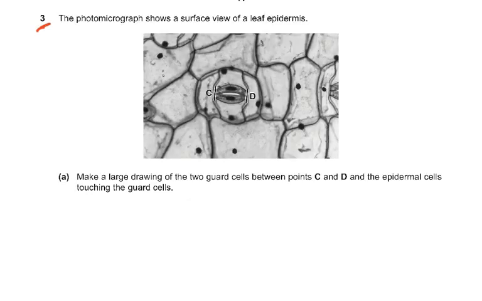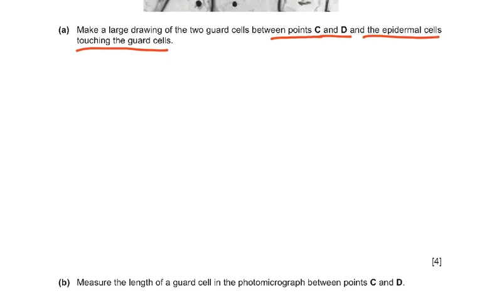The last question: the photograph shows the surface view of a leaf epidermis. Make a large drawing of the two guard cells between the points C and D and the epidermal cells touching the guard cells. So you had to do that. You had to draw a diagram of that. Let's have a look at that.